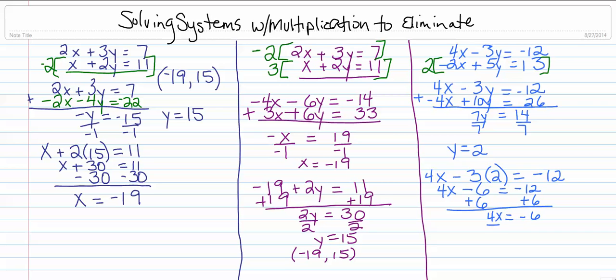And I find out that x is equal to -3/2, or on Moodle you'd have to enter it as -1.5, and then the y value was a 2.